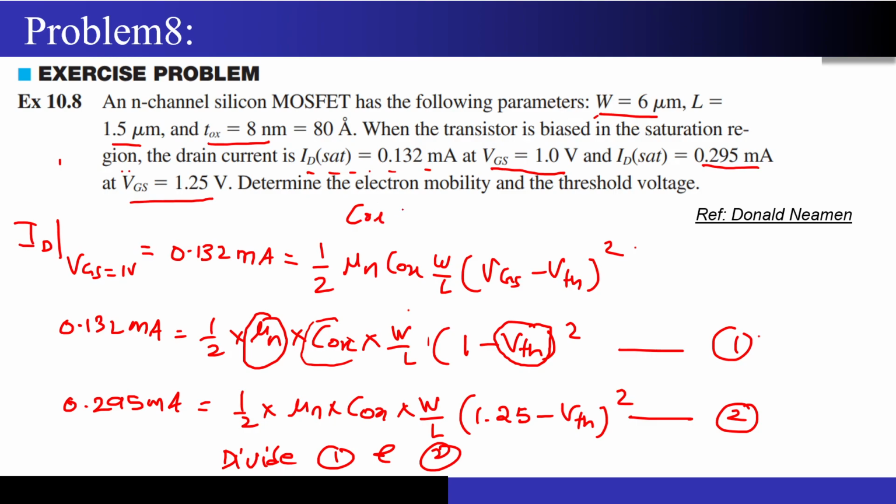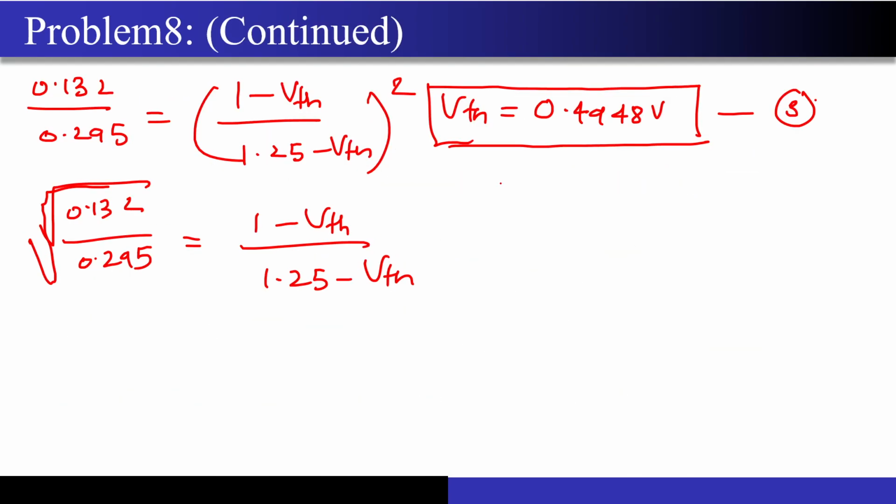So Cox is a standard formula, right? Epsilon ox by Tox. This is a value we know, so we can easily find the Cox value. Similarly, I will just find the Cox value over here, because it will become much easier for us to complete this numerical.